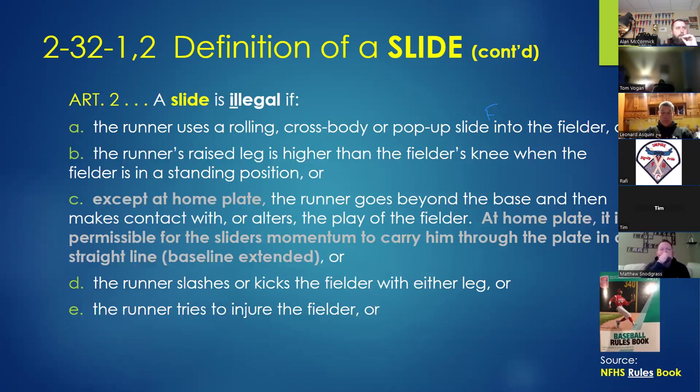All right, so ultimately, if it's an illegal slide, that's where you're going to get this call. The runner uses a roll and crossbody pop-up slide into a fielder. We'll see a video in a little bit. It's the old one where the runner from first, his butt doesn't even touch the ground as he's sliding into second base. There's one we show where the slide doesn't start until the base, and he's sliding sideways and rolls into the fielder.